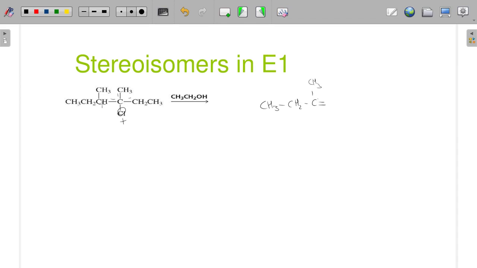That one has just one hydrogen, so Zaitsev would say that's a little bit more stable, and therefore we would predict that to be our major product. And two groups, E and Z. But we also have the other ones pop up as well.